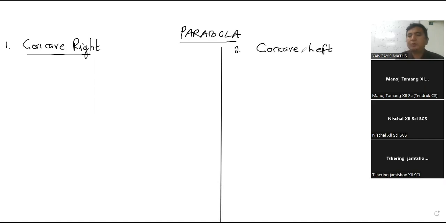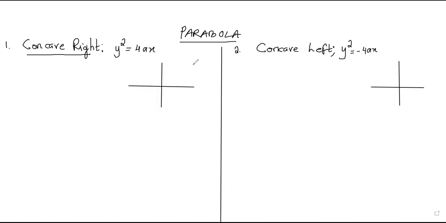Learn these 2 parabolas together, concave right as well as concave left. In case of concave right, the equation is given by y square is equivalent to 4ax. When it comes to concave left, the equation is given by y square is equivalent to negative 4ax. So if I draw this concave right parabola, this point at the origin, this becomes the x-axis.